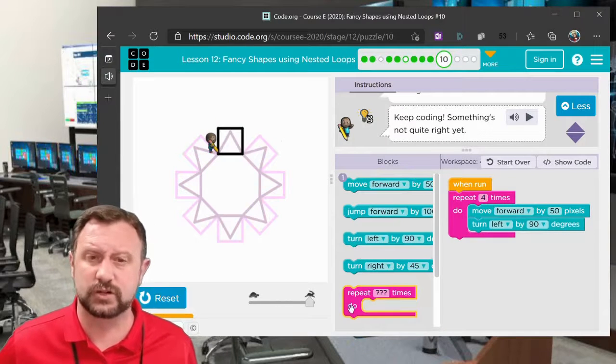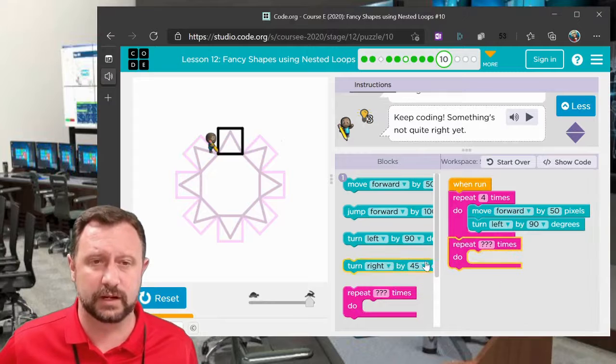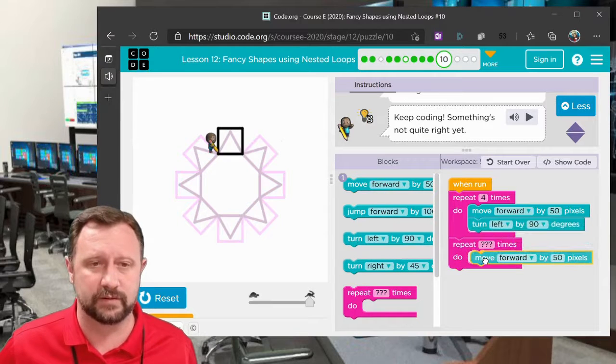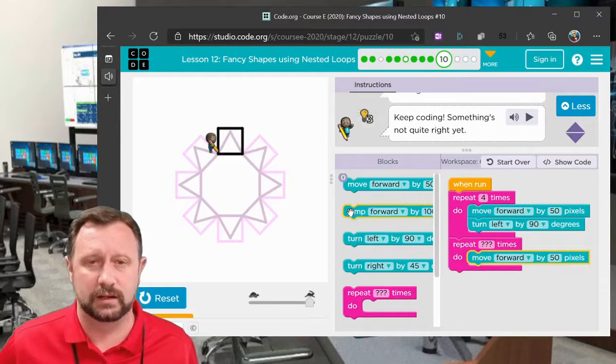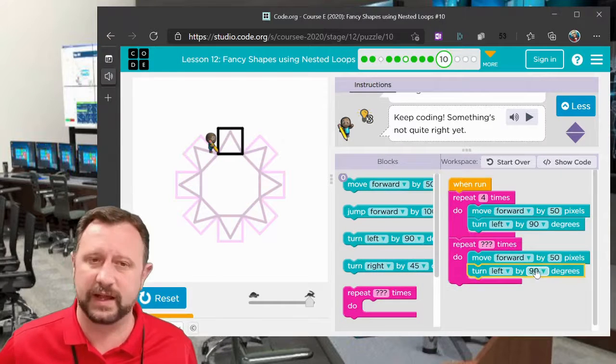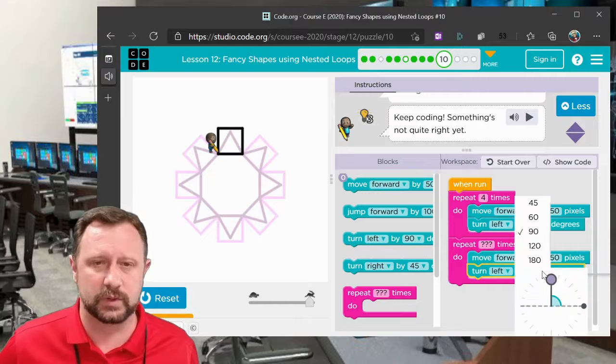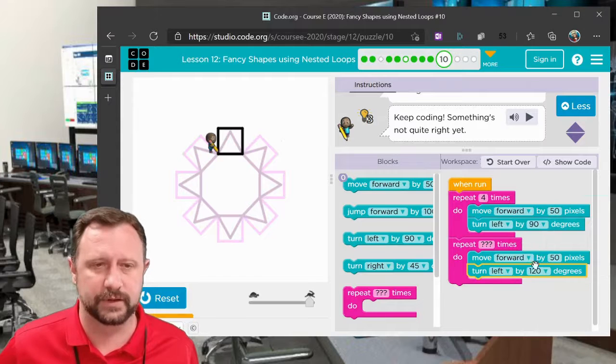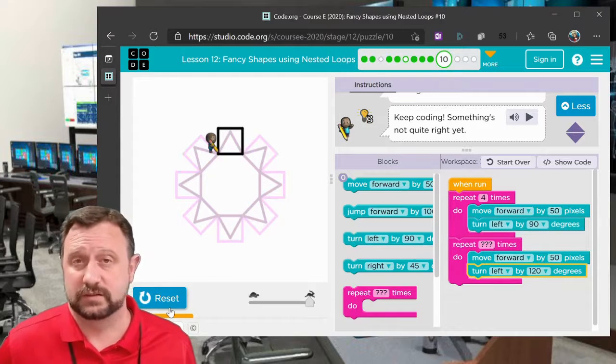Now, see if I can draw a triangle. Well, a triangle, when we did it, was forward by 50 and then a turn left. Let's turn left by a different amount, not 90. What did we use? We used a 60-degree turn, didn't we? Actually, we used 120, didn't we? Outside angle. Yeah, that looks about right. Okay. Let's test it out, see if it works.